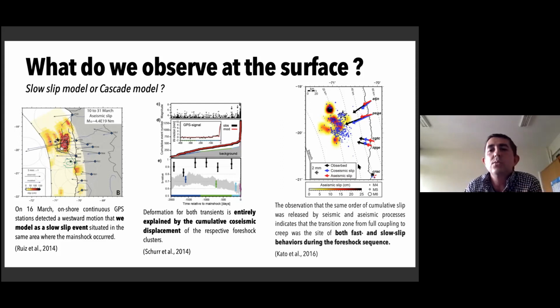And so this is why we decided to revisit this example and to see whether we could come up with some estimate of the seismic-aseismic slip partitioning using a Bayesian framework, so that we can get access to and give some estimation of the uncertainty on that partitioning.